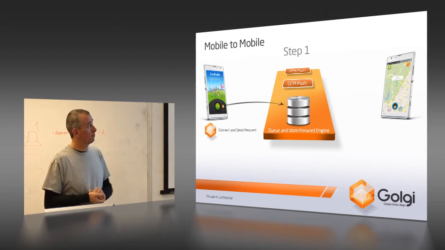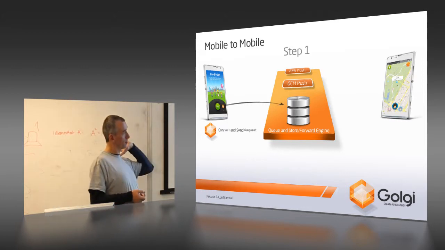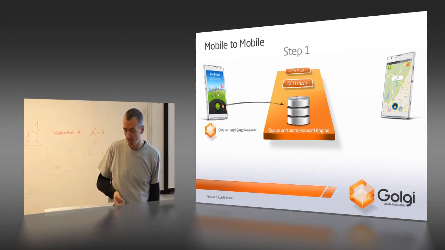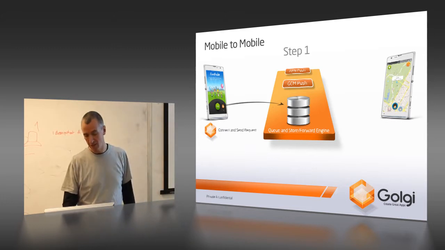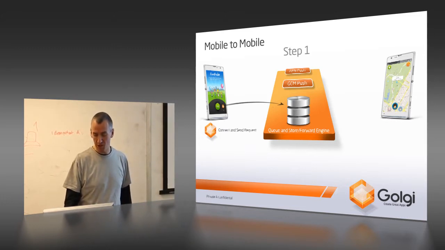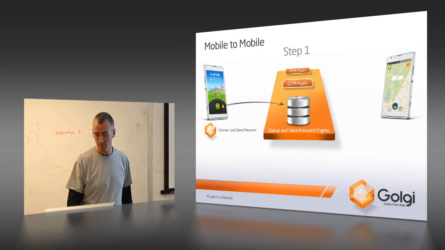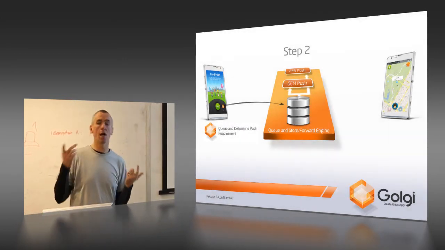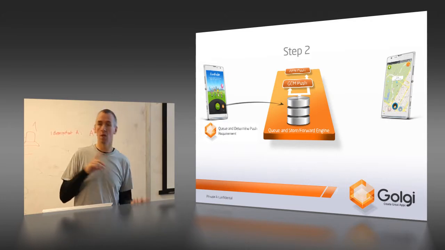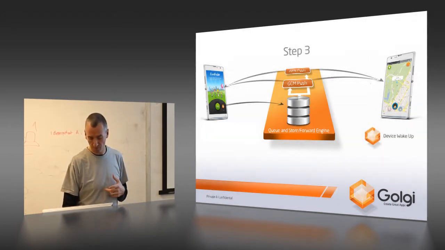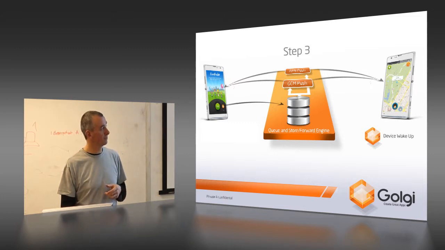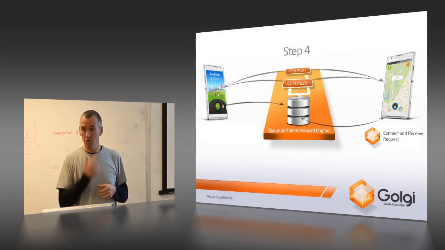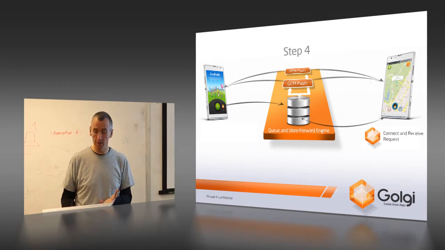So in the mobile to mobile case, if you want to send a request from this device here to that device over there, first we make a connection up to our servers and send up the payload. Up there we work out what kind of device it is. Is it Apple? Is it Android? Decide which push mechanism we're going to use. Send the push to bring the device online. It comes in, receives the request, and processes it.